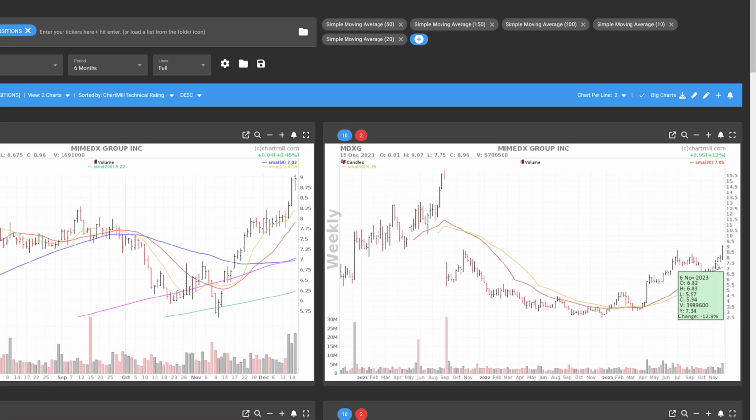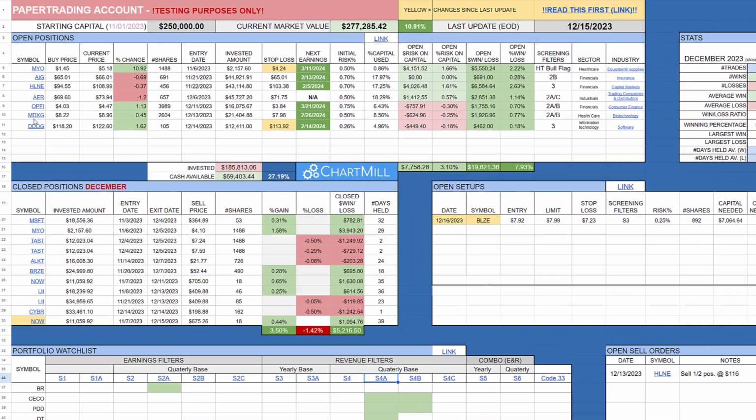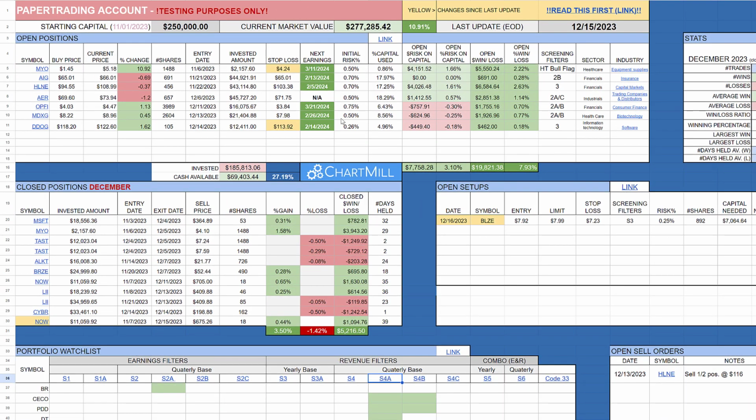Also on the weekly chart we have a breakout. That's a massive cup and handle pattern, as you can see. So I've already raised the stop loss. The initial risk was 0.5%, and now it's 0.25%.